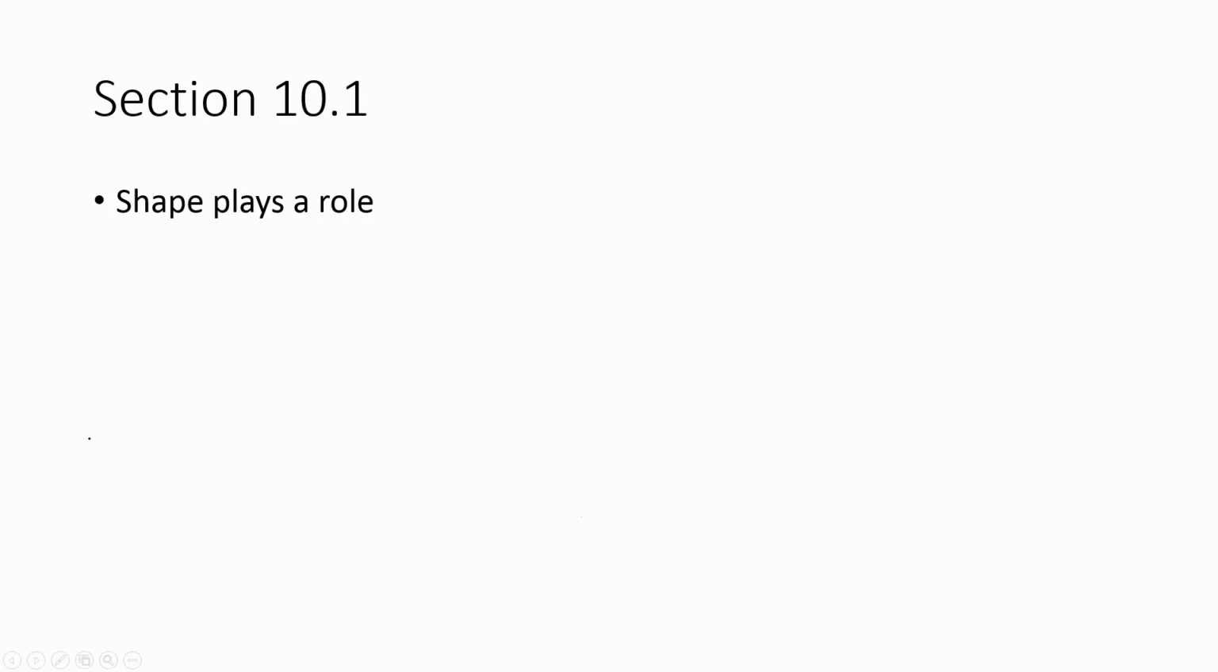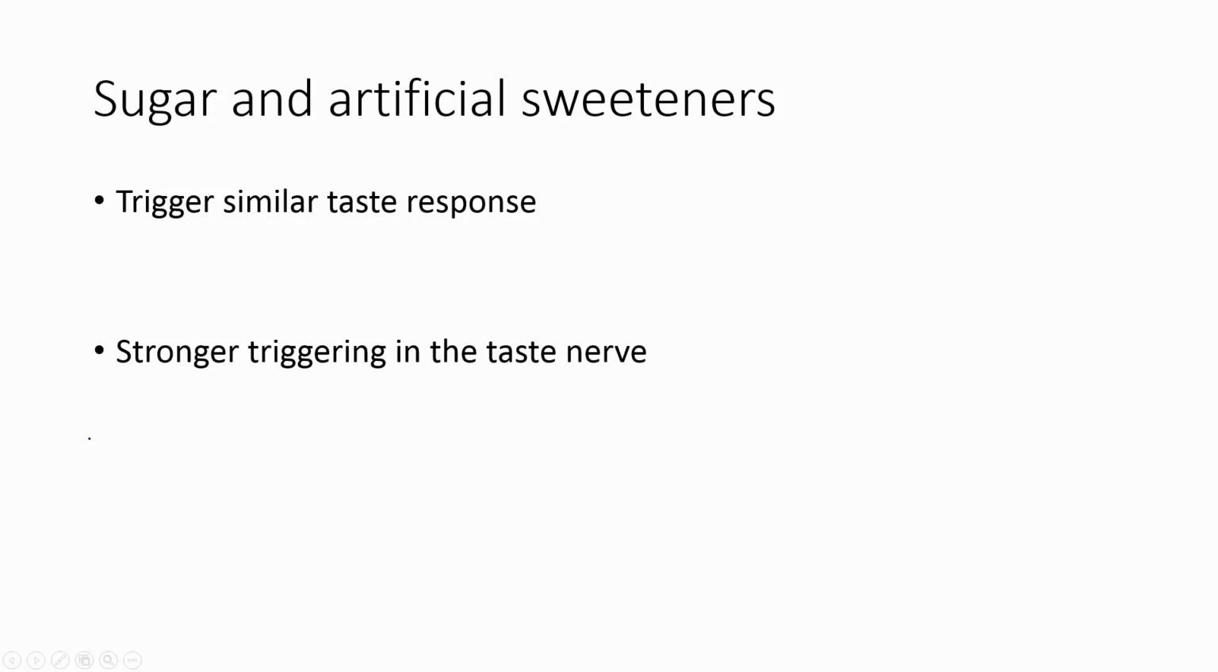So one example that they give in this first section of chapter 10 is the difference between sugar and artificial sweeteners. Now, both of those trigger the nerve that sends the signal to our brain that we are tasting sugar, and both of these have a structure that is similar enough in enough ways that it fits very nicely into that receptor that causes us to say, something sweet, excellent.